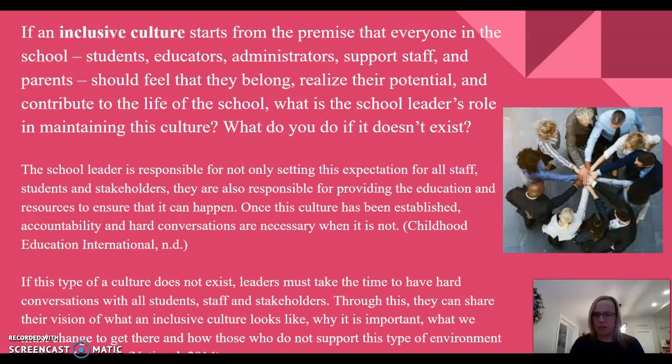I believe that accountability is another big aspect of this that must occur that I often see not occurring. Those are the hard conversations. And then I think if this type of culture doesn't exist, we have to take the time to address it and not be scared to. And through that, sharing our visions of what inclusive culture looks like, why it's important, and what we must do to change from there, and how teachers and students and staff will all be held accountable if that doesn't happen.